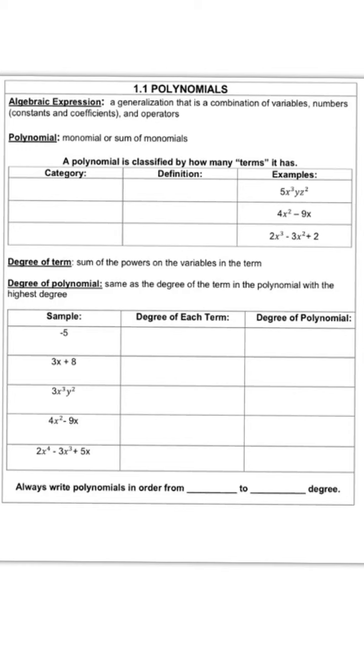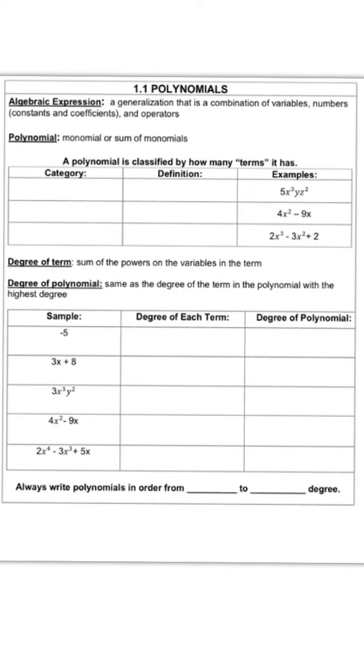The first one is an algebraic expression, which is a generalization that is a combination of variables, numbers, constants and coefficients, and operators. I know that sounds super confusing, but it's really not too bad. Remember, variables are just letters like X, Y, Z, numbers, and then operators are like multiplication, division, addition, and subtraction signs. So an algebraic expression could be a polynomial, and the definition of a polynomial is a monomial or the sum of monomials. So let's take a look at the different polynomials that you just looked at in the activity.